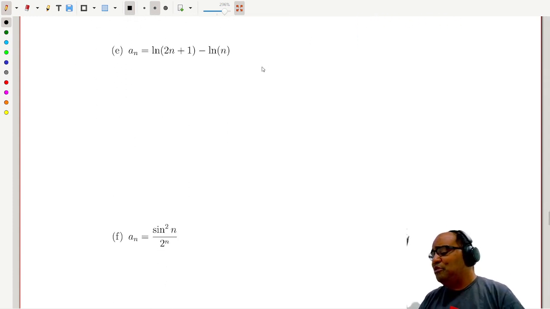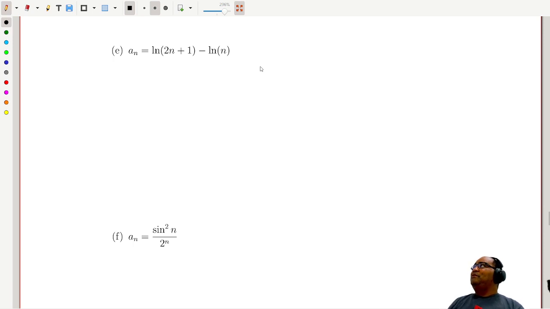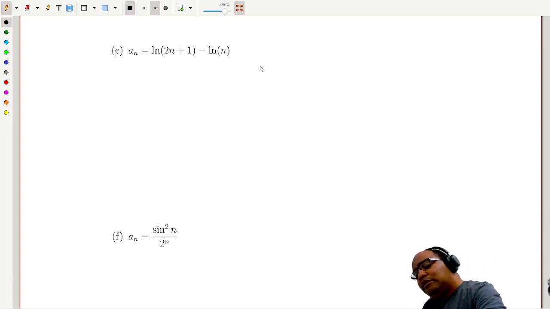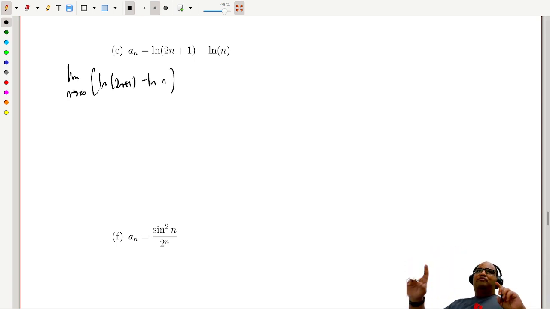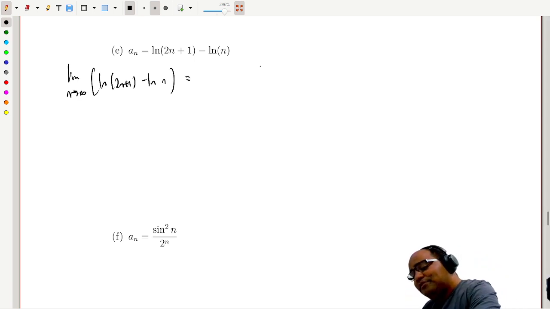So here's another one where we're going to use some log properties. Log of 2n plus 1 minus log of n. All right, let's take a look at this limit here. So we have the limit as n goes to infinity of, let's just write down what we have here, log of 2n plus 1 minus log of n. And remember what logs do with differences, right? The difference of logs is the log of a quotient.